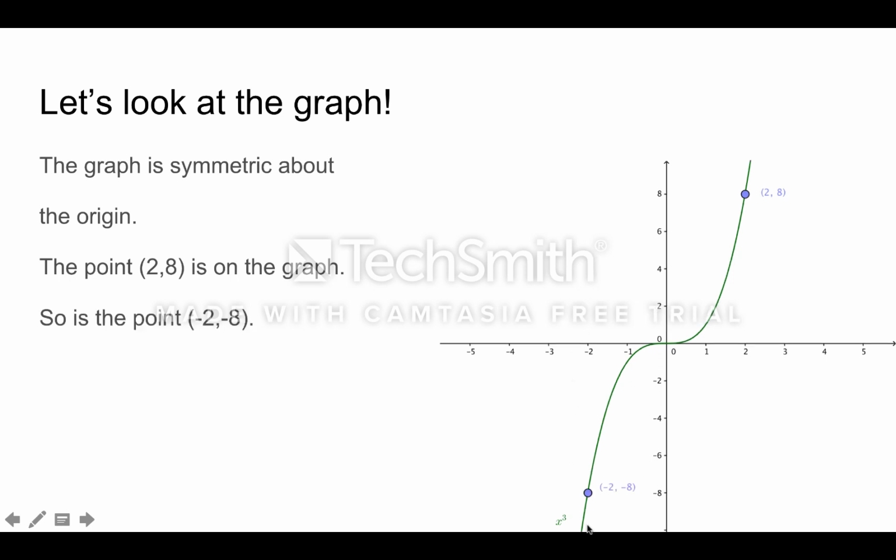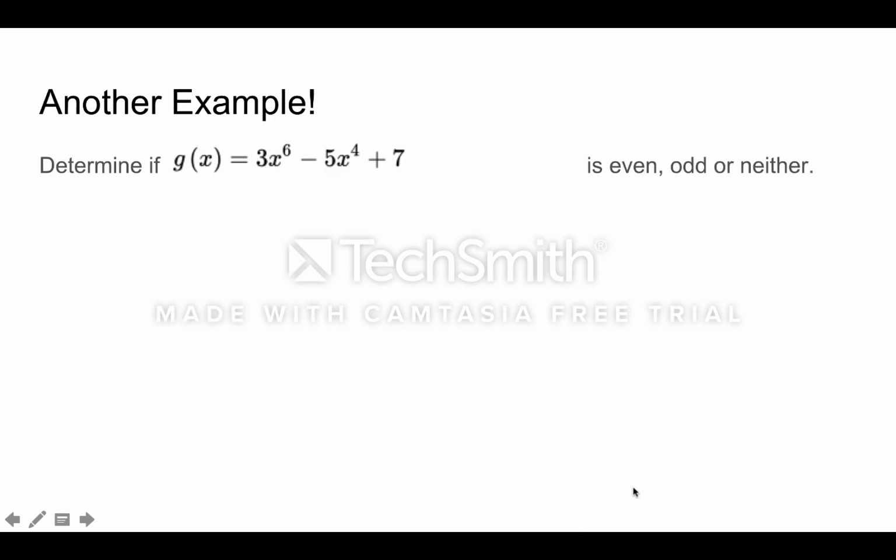And hey, look, the point negative 2, negative 8 is also on the graph. Okay, let's do some examples. We got this function. We want to determine if it's even, odd, or neither. It doesn't have to be one or the other.